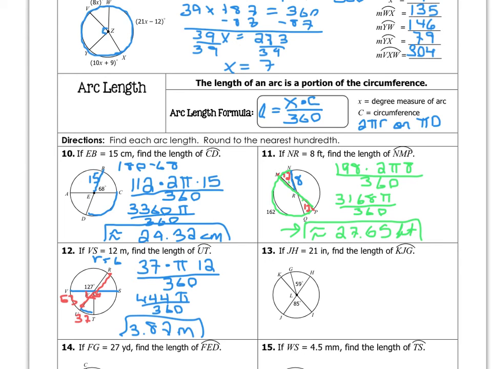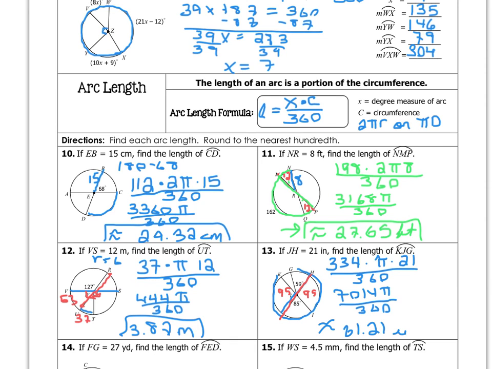If JH is 21, so this whole thing here is 21, find the length of KJG, so all the way around. So I know here is 180, so that means this is 95, so this one's 95 because it's vertical angles. So now I've got my arc measure. So my arc measure is going to be 334 times pi times d all over 360. And so therefore I've got 7,014 pi all over 360. And so the final answer, the approximation, is 61.21 inches.